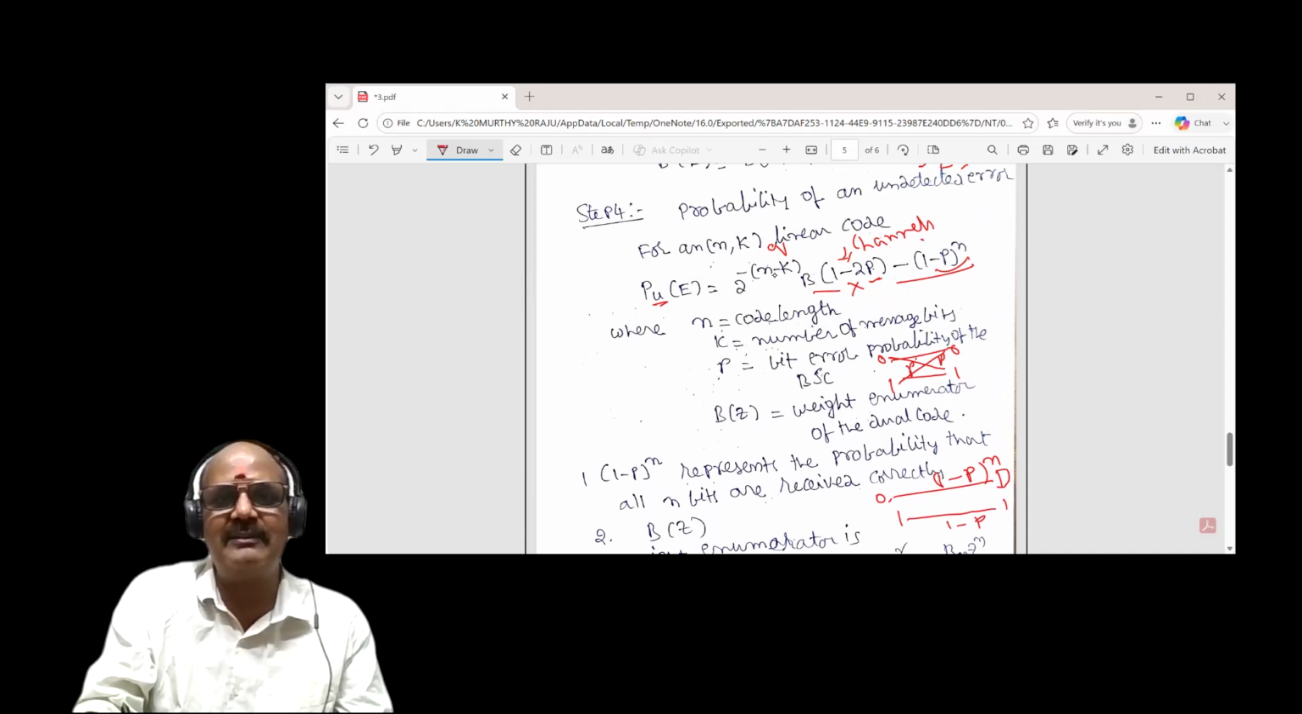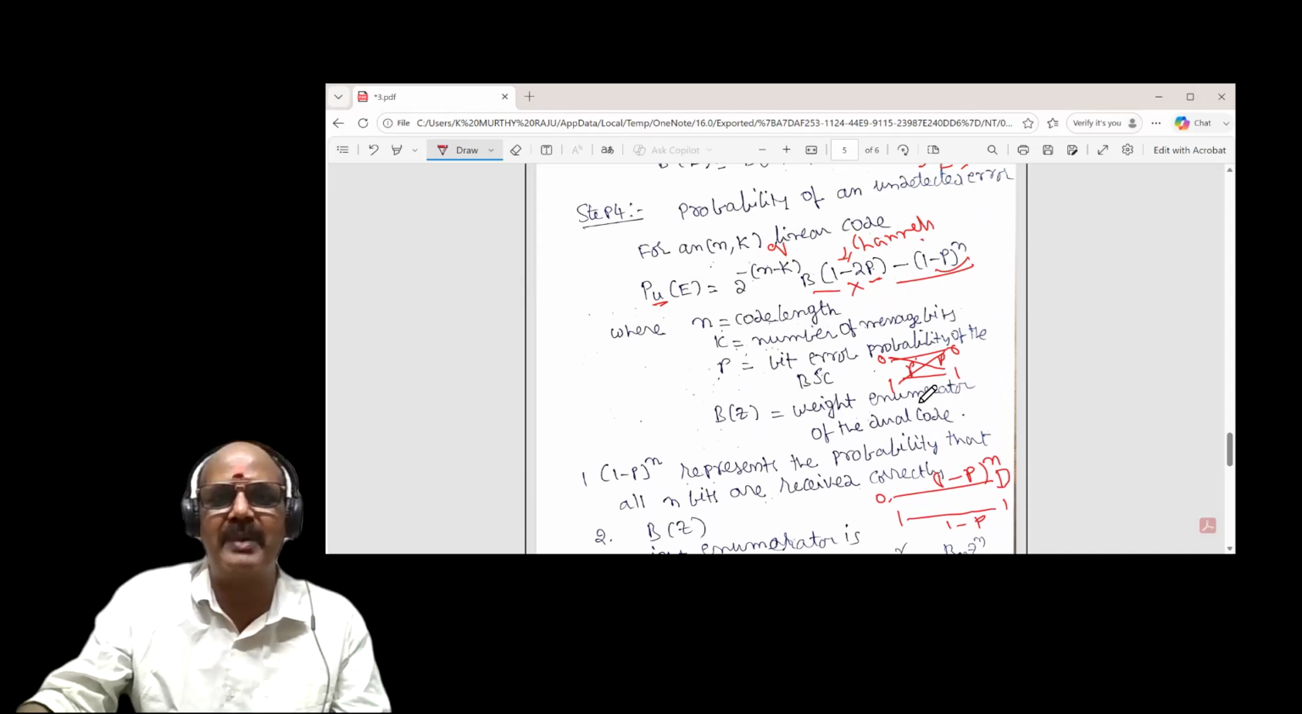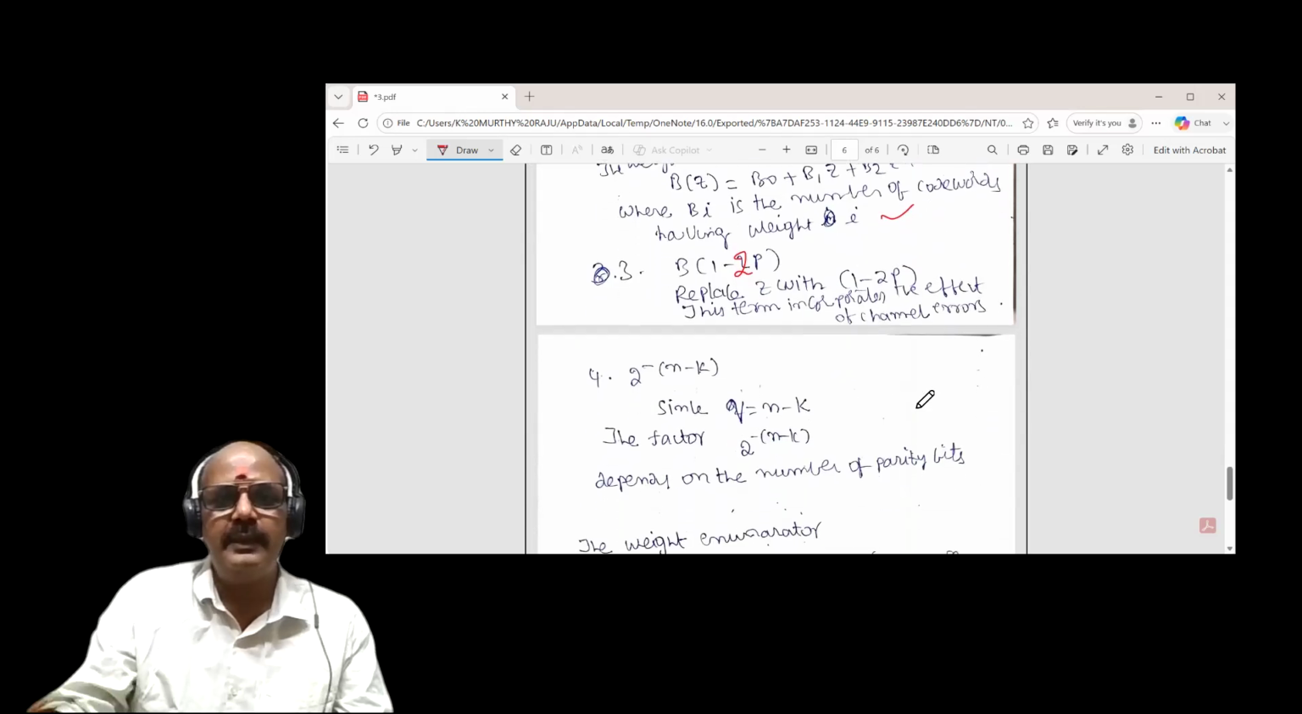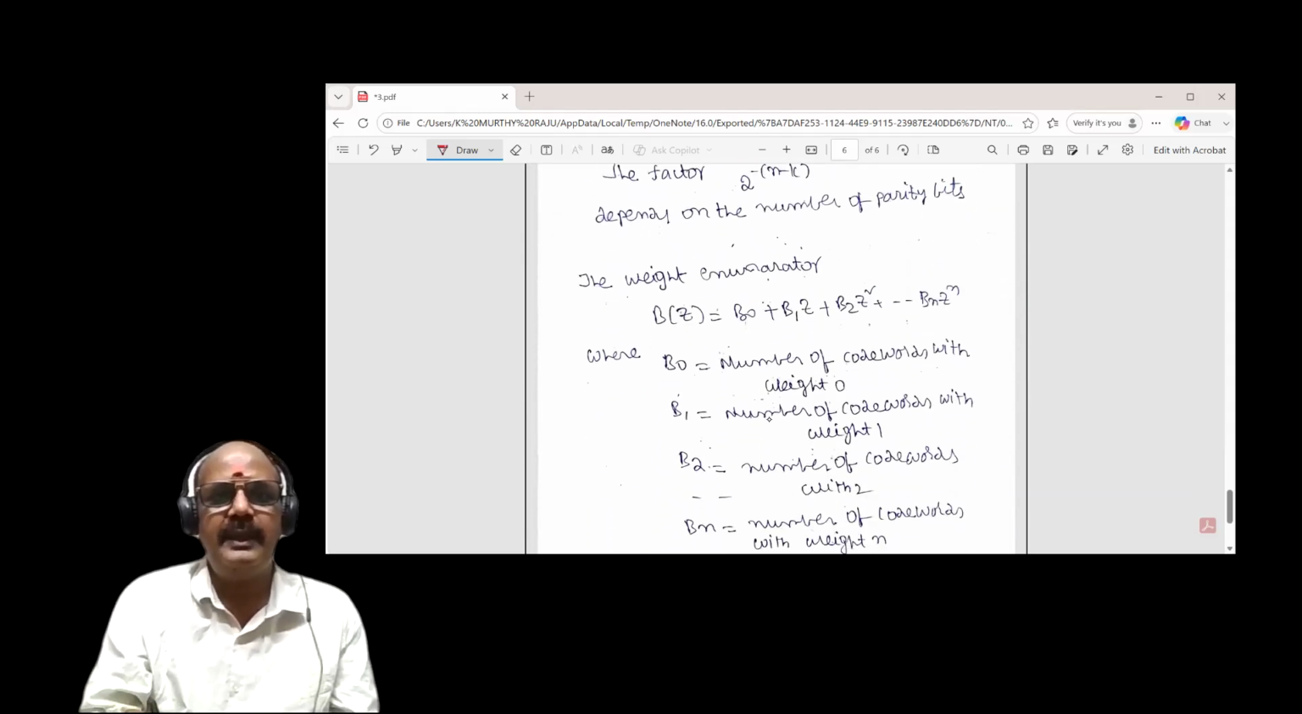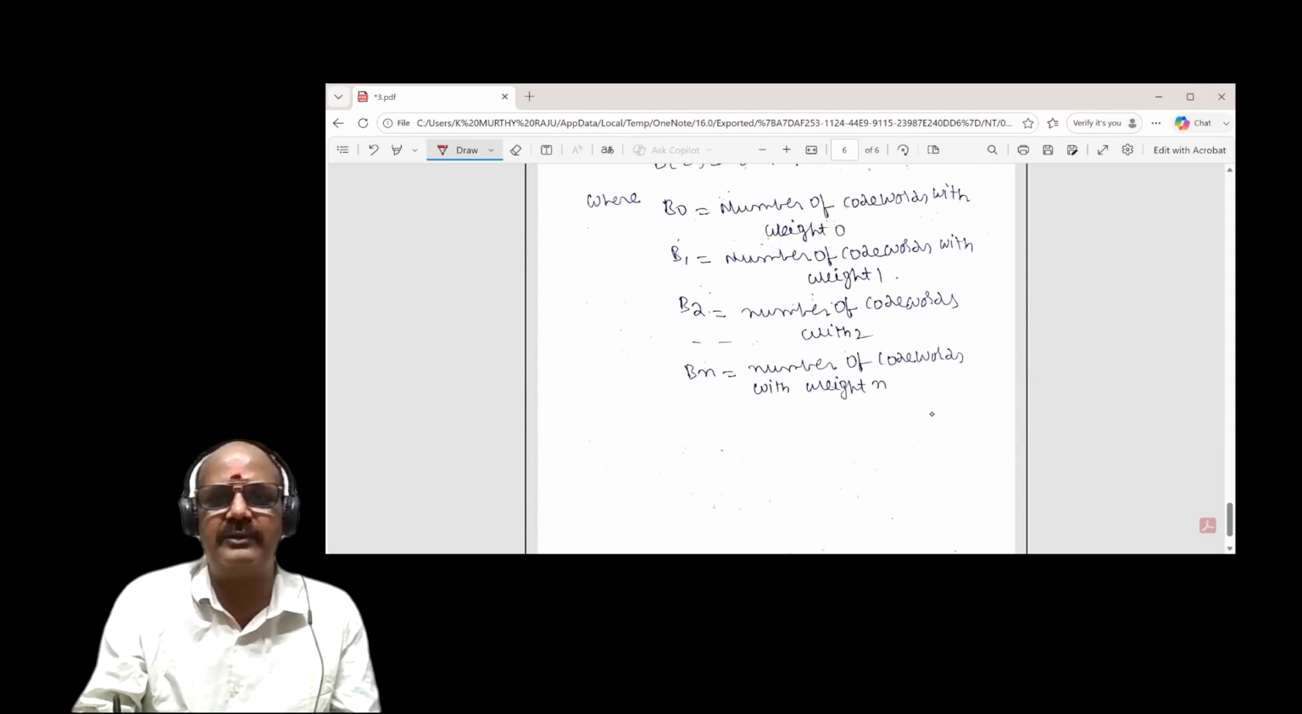Here, 2 to the power minus q, where q represents the number of parity bits. Since q is equal to n minus k, the factor depends on the number of parity bits. The weight enumerator is B(z) equals B0 plus B1z plus B2z squared plus Bn z to the power n. B0 is the number of code words with weight 0, B1 the number with weight 1, B2 the number with weight 2, up to weight n.